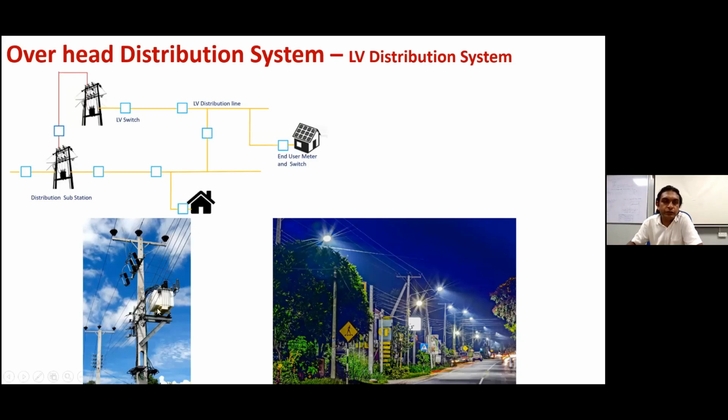The transformer steps the distribution voltage down to the low voltage level. That means in Sri Lanka, 400 volts. After that, this power is delivered to the overhead pole line again. It consists of 4 wires, neutral and the 3 phases, as shown in the figure and as you have seen every day everywhere.